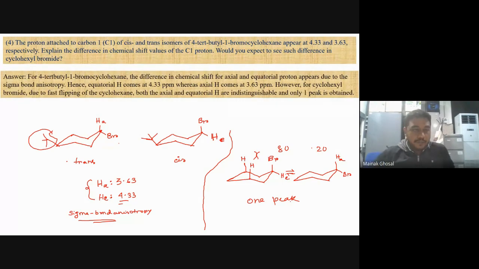So for 4-tertiary-butyl-1-bromocyclohexane, the difference in the chemical shift for axial and equatorial protons appears due to the sigma bond anisotropy, what I have said to you. Equatorial hydrogen comes at 4.33, axial hydrogen comes at 3.63. However, for cyclohexyl bromide, due to fast flipping of the cyclohexane, both axial and equatorial become indistinguishable. We will see only one peak. Okay. Does anybody have any question?